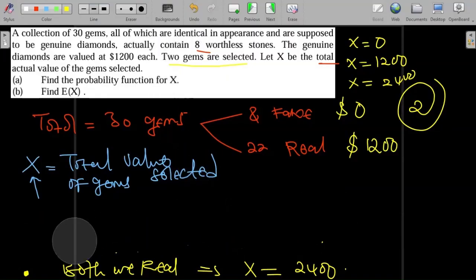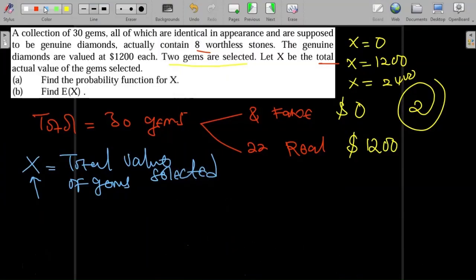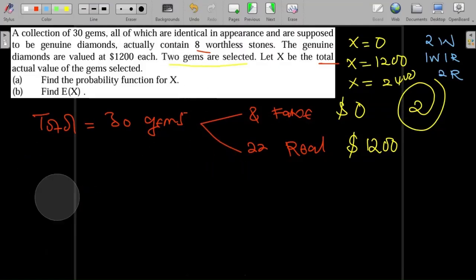Let me erase this. So remember, when my x is 0, it means the two gems that I've selected are from the worthless gems. If my x is 1,200, it means I have one worthless and one genuine or real. If my x is 2,400, it means two of them are real or genuine. So that's the situation that we have.